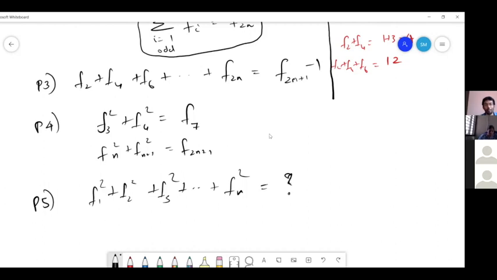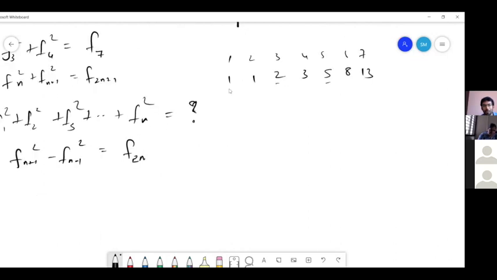Difference of squares. So what is it, Gauri ma'am? I found F(n+1) squared minus F(n-1) squared equals F(2n). We'll check with some numbers first. So let us take these two. 25 minus 4 is 21, and this is 8 minus 1. Yeah, correct. So F(n+1) squared minus F(n-1) squared is F(2n).